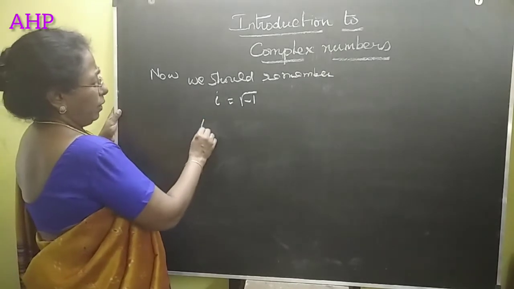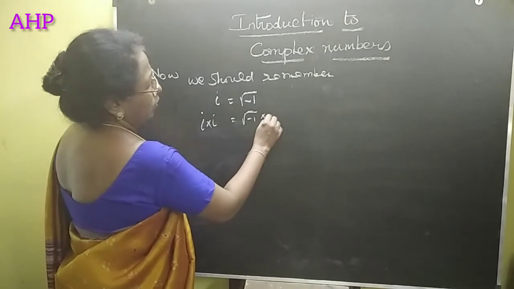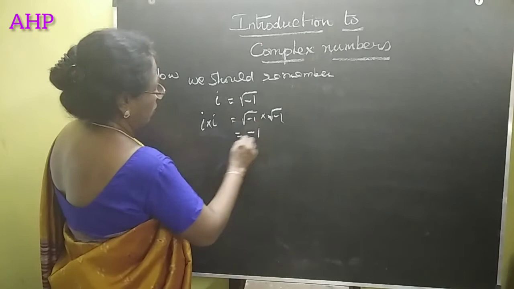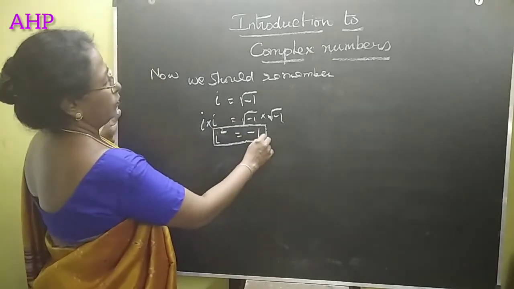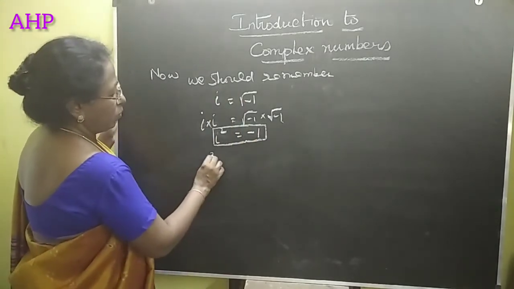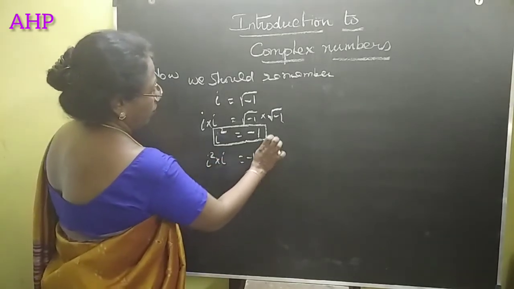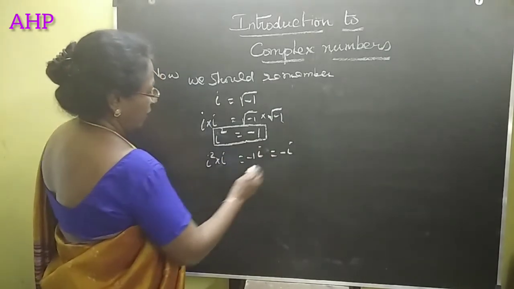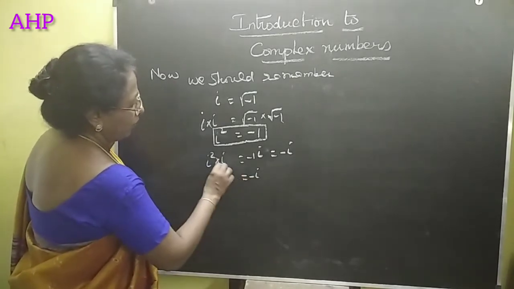Now if you multiply i into i, this will be root minus 1 into root minus 1, which is equal to minus 1. So i square is equal to minus 1. If you multiply i square into i, this will give you minus 1 into root minus 1, or the i value, minus 1 into i, which is equal to minus i. Therefore i cube is equal to minus i.